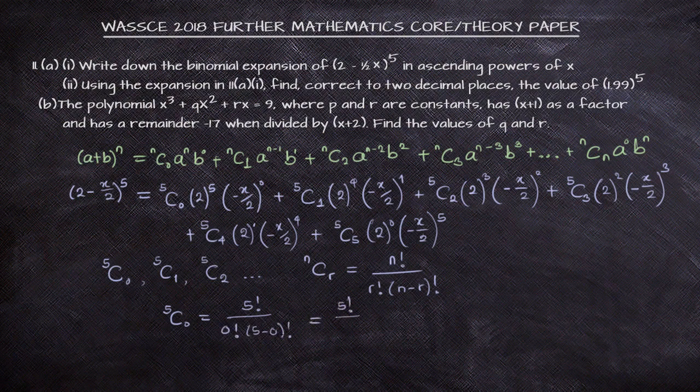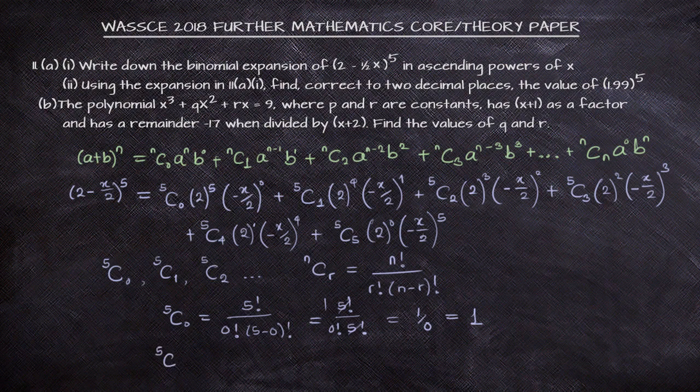Now that will be 5 factorial over, now 0 factorial is actually 1, 5 minus 0 is 5. So this will give us 5 factorial, which can cancel out. So we have 1 over 1, and any number divided by itself is 1. So we have our value for 5C0.